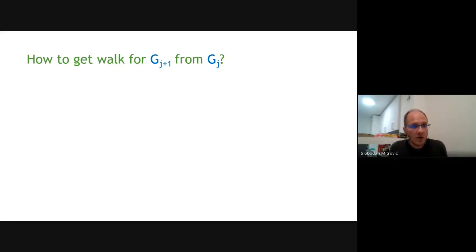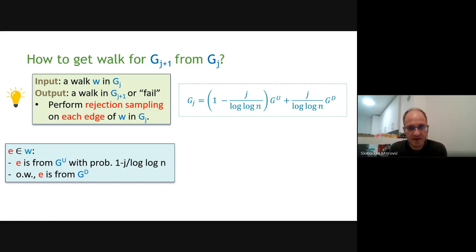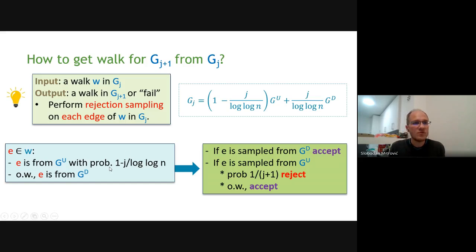On input, assume that you have W, which is a walk in G_j. What you would like to get is a walk in G_{j+1}, or to fail. You're okay with failing occasionally. In fact, the actual algorithm will fail relatively frequently, but it's okay. So what you will do is perform rejection sampling on each edge of this walk W in G_j, so that you adjust for the different distribution of the edges. It is actually a simple exercise.